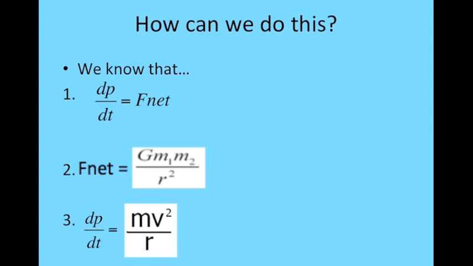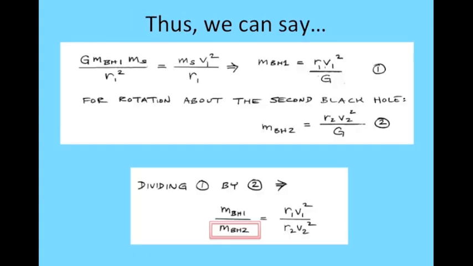We also know that Fnet is equal to the universal law of gravitation. And we also know, as the star is rotating in a circle, that dp dt is equal to the centripetal force, or mv squared over r. With all that information, we can say that the gravitational force is equal to the centripetal force. Now, after canceling variables algebraically, we can show that the mass of black hole 1 is equal to r1 v1 squared over G, and the mass of black hole 2 is r2 v2 squared over G. If we divide one by another, the only unknown variable we'll be left with is the mass of the second black hole.